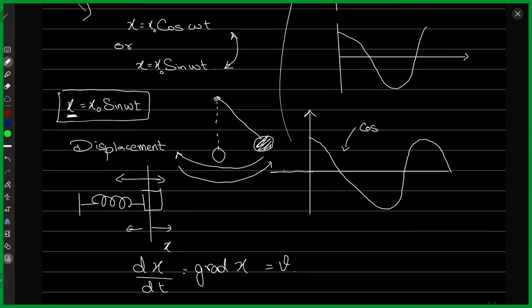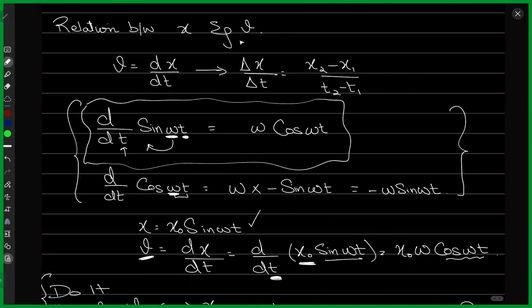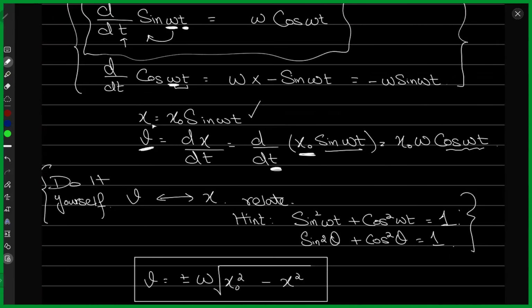Now, we know from here the next thing was velocity and displacement. We know velocity is just the derivative, or the gradient, of displacement. So all I have to do is take the derivative of x equals x naught sine omega t with respect to time, and I'll get velocity. The derivative of this position x is x naught cos omega t.